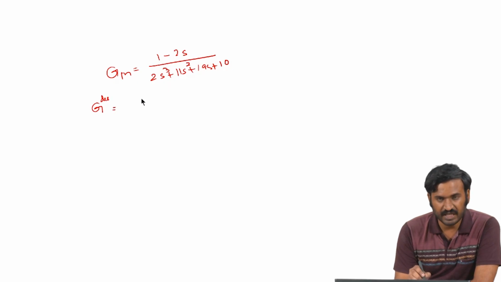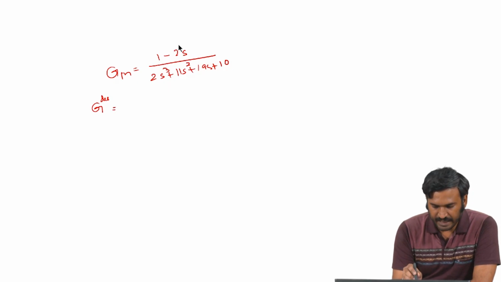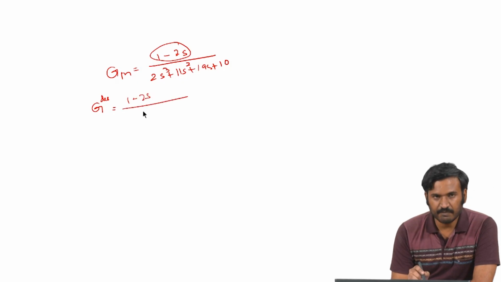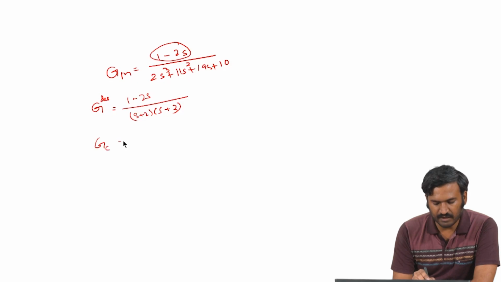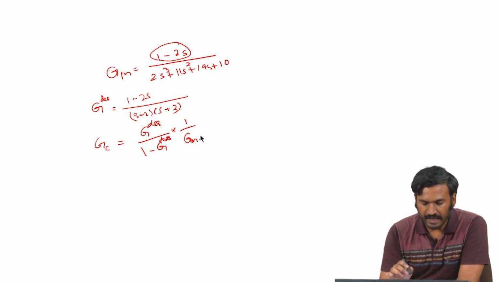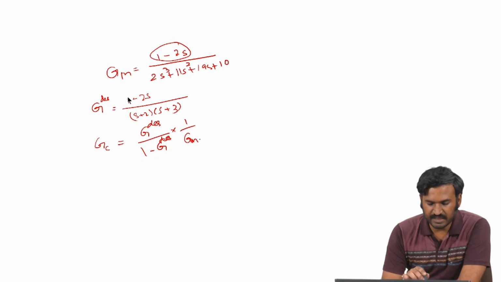closed loop performance we also define with the same zero which we have in the model, and then we specify other parameters like (s + 2)(s + 3), something like this. So, based on this, we calculate the controller transfer function GC, which is G desired divided by 1 minus G desired times 1 by GM. Now, what will happen is that the numerator of G desired, which contains 1 minus 2s.